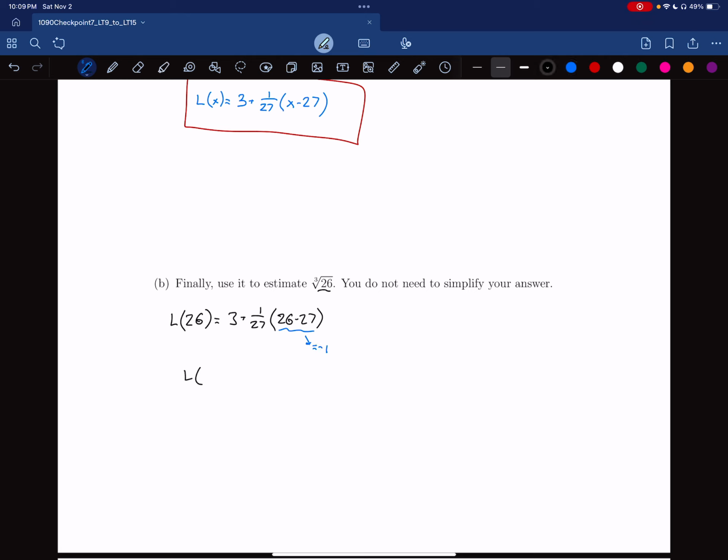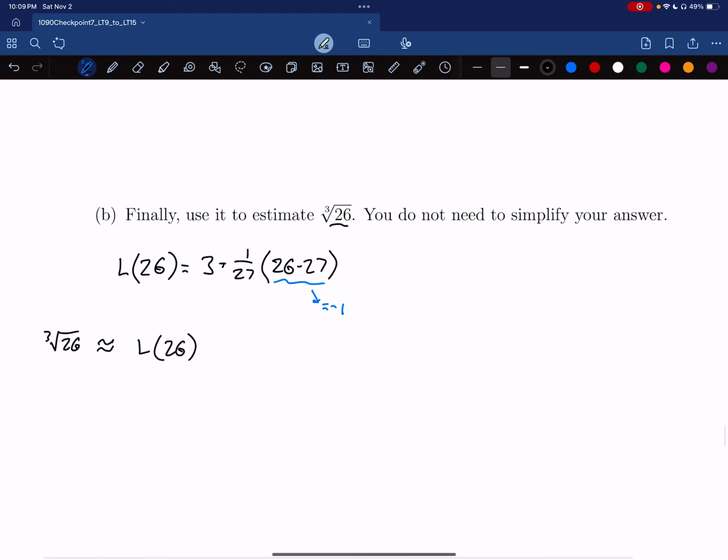So L of 26, and I'll write over here that the cube root of 26 is approximately, that's what those squiggles mean, approximately L of 26. And I'm going to use an equal sign here because L of 26 equals 3 minus 1/27. And then some people also wrote it as 80/27. Both are correct, both are fine. We said you do not need to simplify your answer.